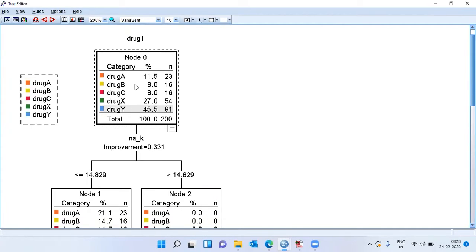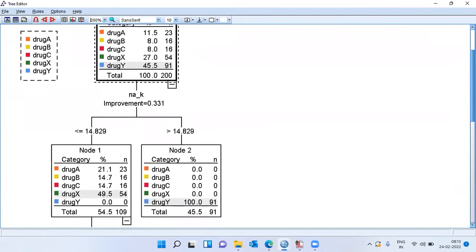distribution of different drugs. Approximately 12% of the patients responded to drug A, 8% responded to drug B, 8% of the patients, again, historically have responded to drug C, 27% of the patients have responded to drug X, 45% of the patients have responded to drug Y. So this is what I learn when I look at the decision tree parent node.